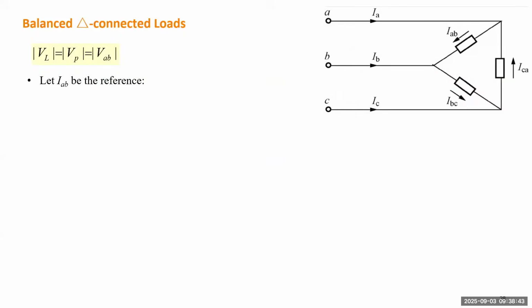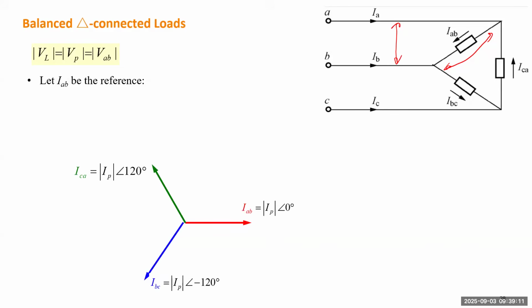So how about the balanced delta connected load? A balanced delta connected load has the line-to-line voltage equal to the phase voltage. Which means if you measure the voltage on the line, it will be the same as the voltage you measure on each phase. To draw the phasor diagram, we'll use IAB, which is the current from A to B, as the reference. IAB will be the phase current IP, and IBC will be lagging phase A by 120 degrees.